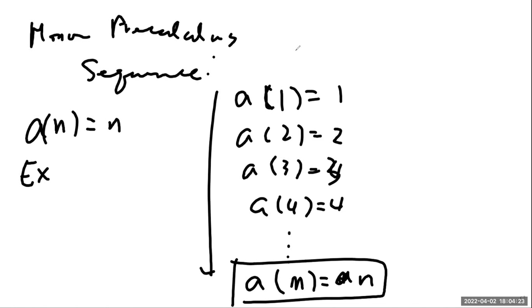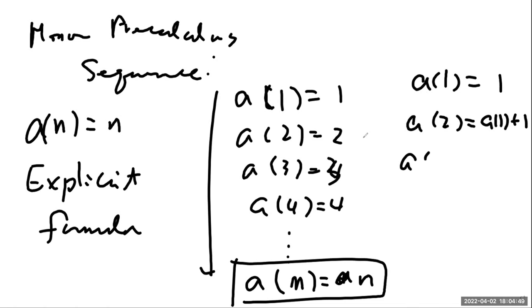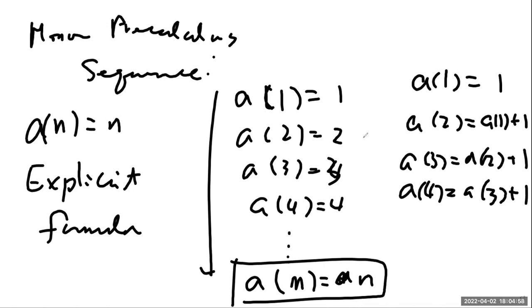The equation of this one, an equals n, we call an explicit formula. I'm sorry, let me rewrite it. It is called an explicit formula. But if you write it this way, you have A1 equals 1, A2 equals A1 plus 1, A3 equals A2 plus 1, A4 equals A3 plus 1, and so on, and then an equals an minus 1 plus 1.